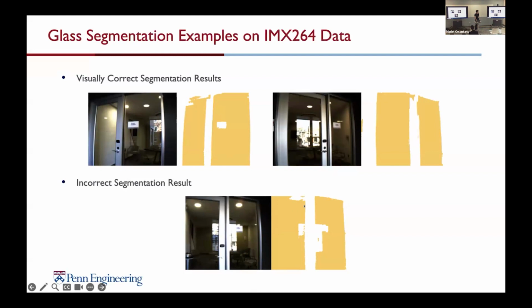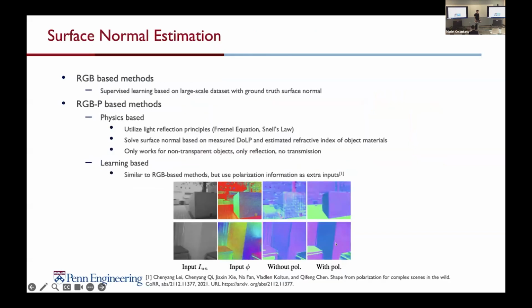Therefore, it fails to segment these pixels out as glass regions. But we believe that this network is good enough for our usage, and we'll proceed to the second module. Are there any questions for the glass segmentation part?